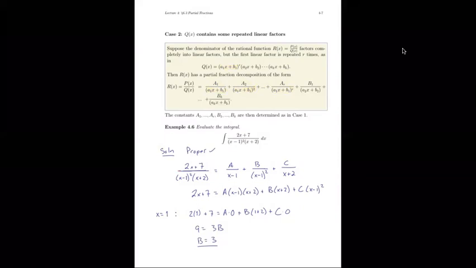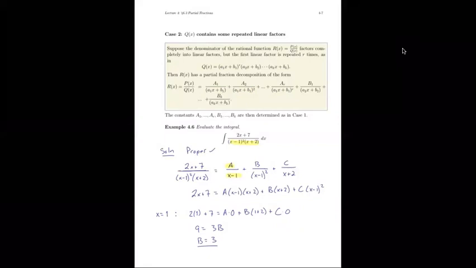So we do our check for proper. Degree of the top is 1, degree of the denominator is 3, so it is proper. And next up, we write down our rational function. We don't need the integral for now. And we're going to decompose it as a over x minus 1. And note that the denominator is already completely factored, so it's easy to jump right to the decomposition.